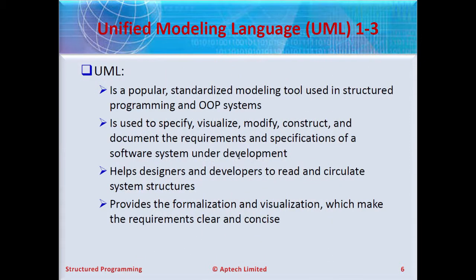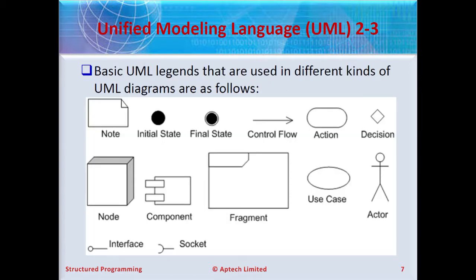Unified Modeling Language. This is abbreviated as UML, and it is a popular standardized modeling tool used in structured programming and object-oriented programming systems. It is used to specify, visualize, modify, construct, and document the requirements and specifications of a software under development. It helps designers and developers to read and circulate system structures. It provides the formalization and visualization which make the requirements clear and concise. Basic UML legends that are used in different kinds of UML diagrams are given below.